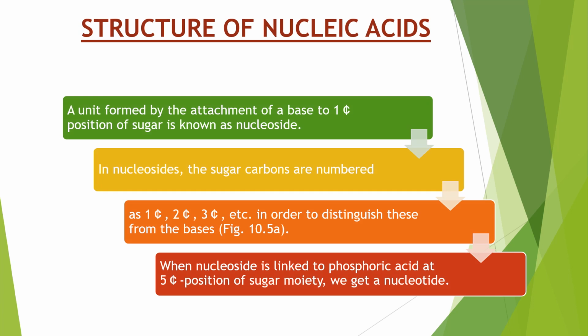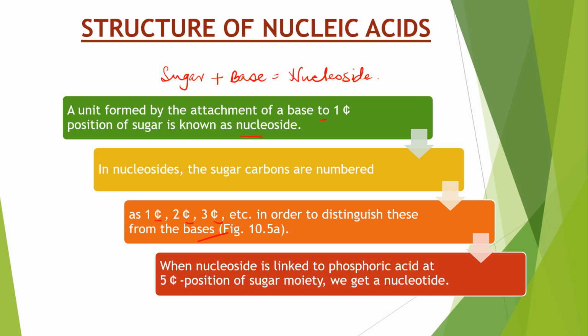A unit formed by the attachment of a base to the first carbon position of the sugar is a nucleoside. So basically, when sugar combines with a nitrogenous base, it forms a nucleoside. In a nucleoside, the sugar carbons are numbered as first carbon, second carbon, third carbon, etc., in order to distinguish them from the bases.